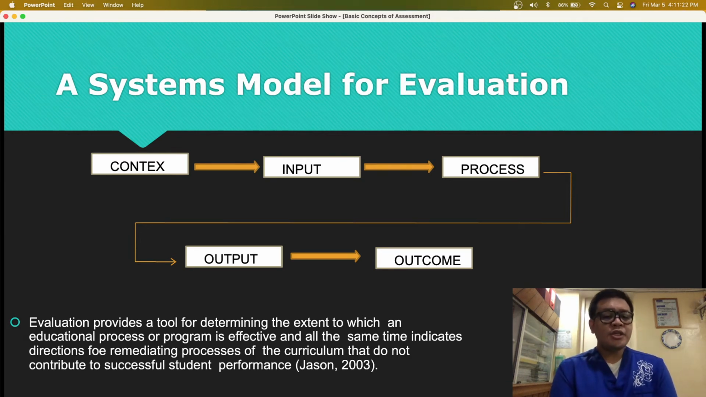Thus, evaluation provides a tool for determining the extent to which an educational process or program is effective and at the same time indicates direction for remediating processes of the curriculum that do not contribute to successful student performance. So that's actually from Jason, 2003.